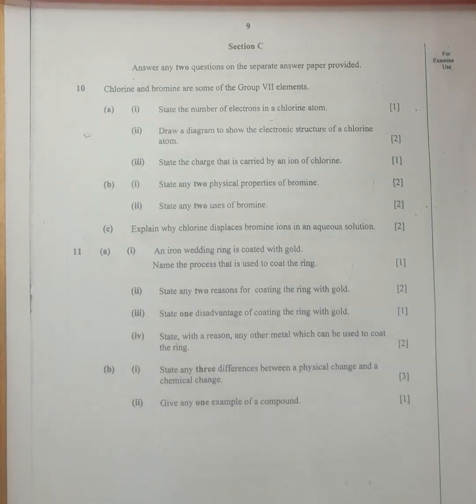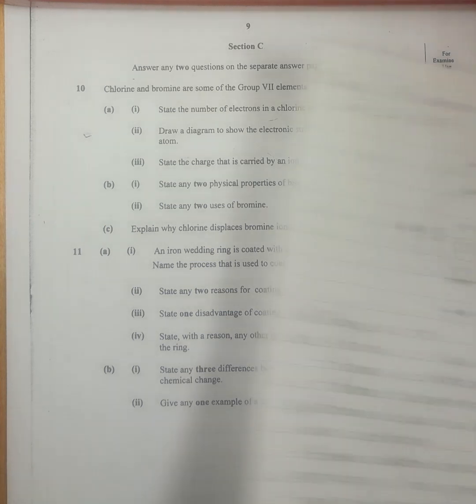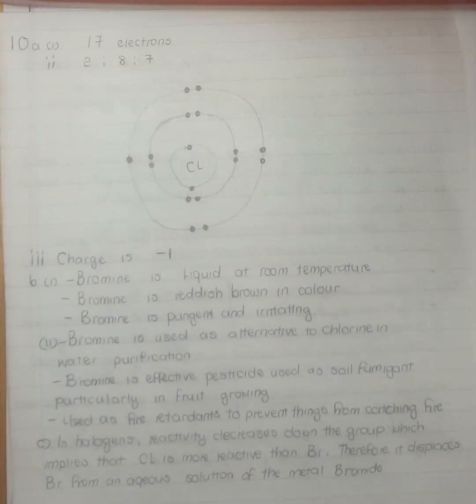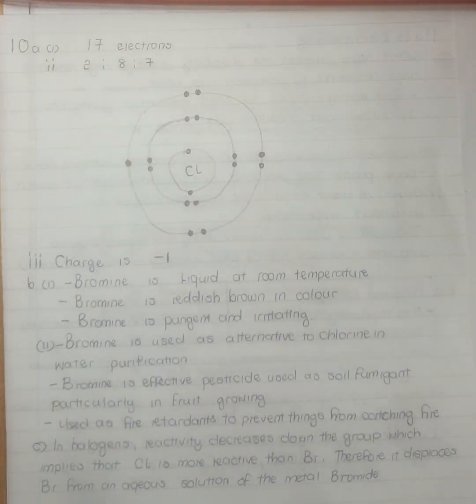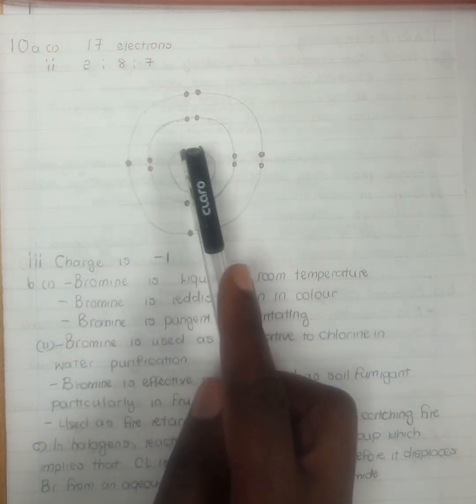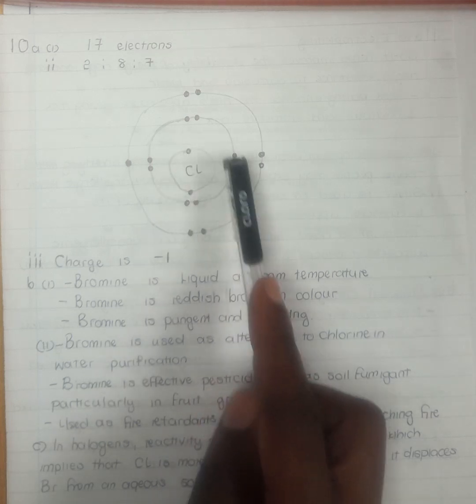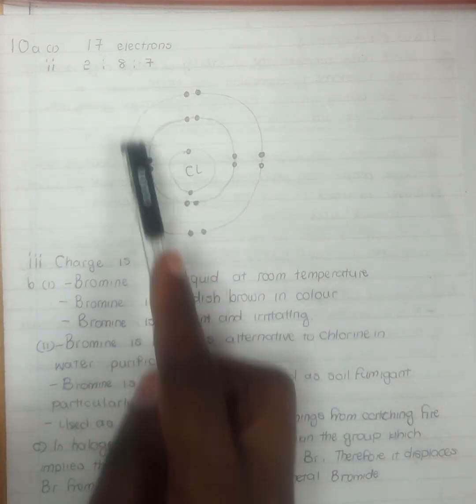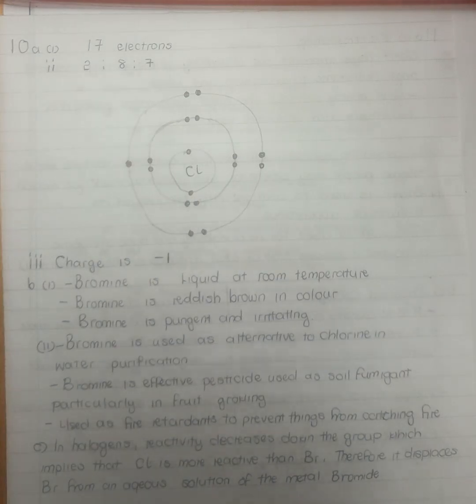Number 10, chlorine and bromine are some of the group 7 elements. State the number of electrons in a chlorine atom. We have 17 electrons. Then we are supposed to draw a diagram to show the electronic structure of a chlorine atom. It is going to be like this. The first shell is supposed to be filled by 2 electrons, the second by 8, and lastly by 7.